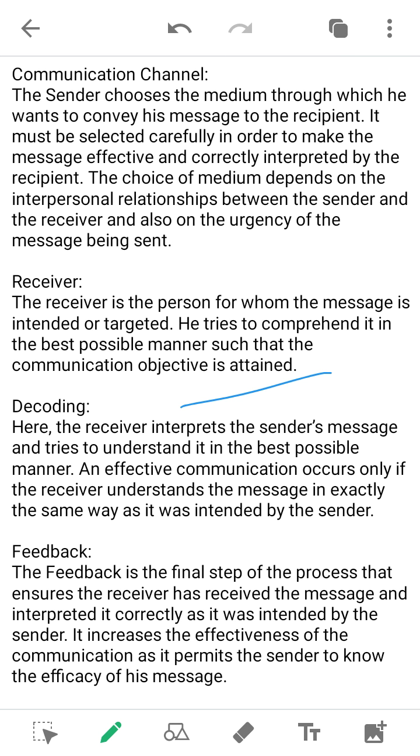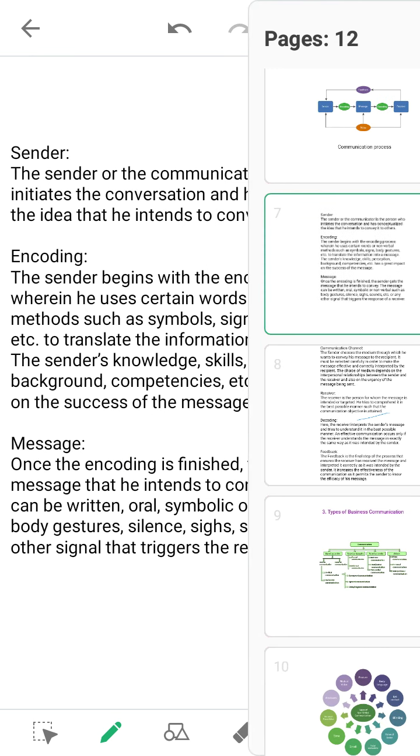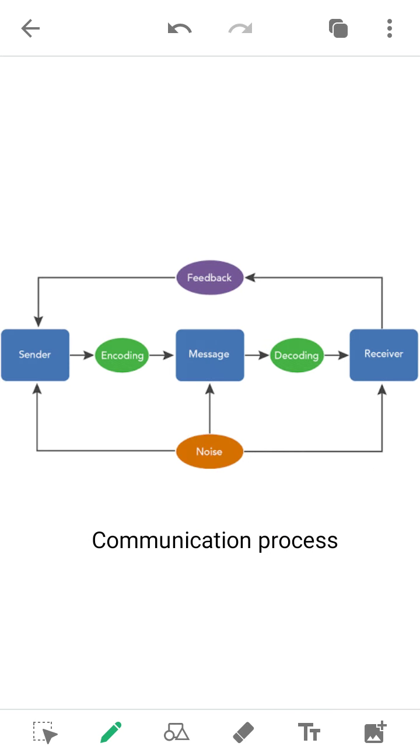The feedback is the final step of the process that ensures the receiver has received the message and interpreted it correctly as it was intended by the sender. It increases the effectiveness of the communication as it permits the sender to know the efficiency of the message. These are the steps of the communication process. These 7 steps are performed in a communication process, and a successful communication occurs by maintaining this process.